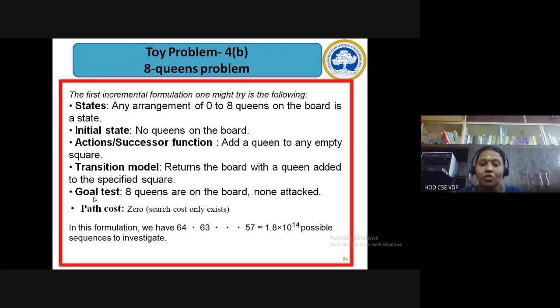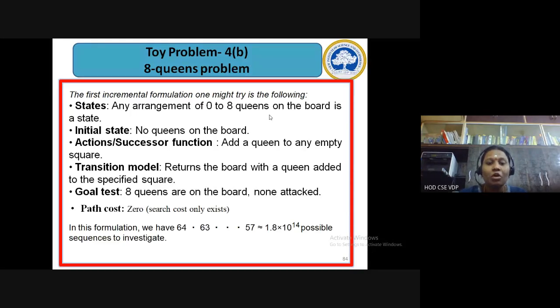Goal state is you have all the queens placed on the board and none should attack each other. Then what is the action at each state? Action here is also called the successor function. So you have to add a queen to an empty square, and the underlying condition for this action is obviously you don't have any attack. Only then you can add a queen to the board.